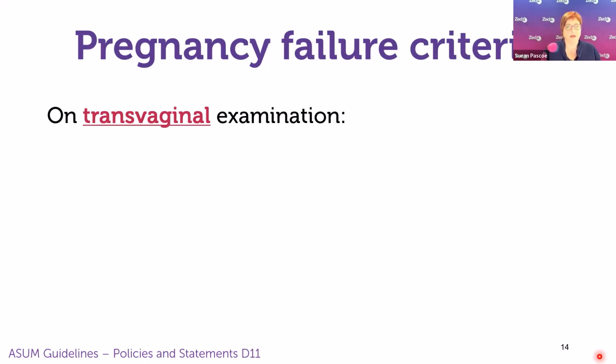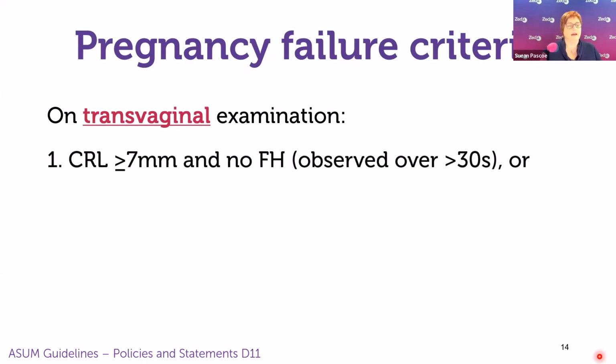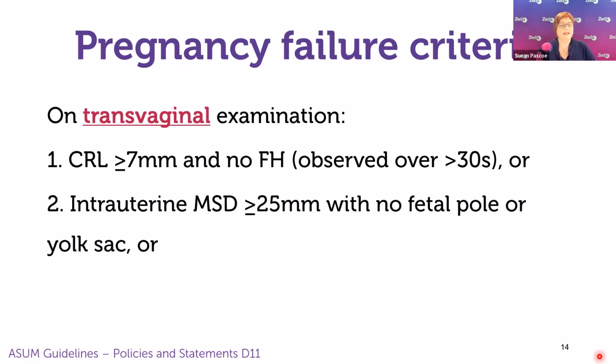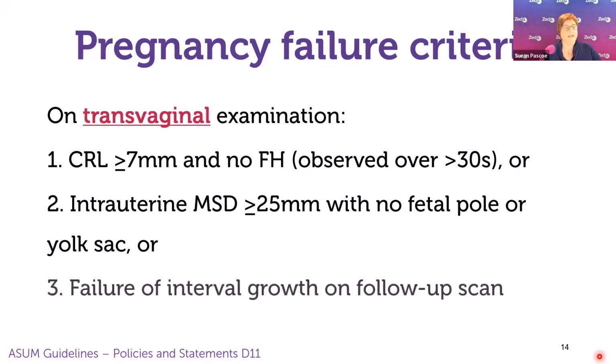So on transvaginal ultrasound, we're looking for a crown rump length that is bigger than or equal to 7 millimeters with no fetal heartbeat observed over 30 seconds or more of scanning. If the intrauterine mean sac diameter is bigger than or equal to 25 millimeters with no fetal pole or no yolk sac, we can say that this pregnancy has failed. And the other criteria is a failure of interval growth on a follow-up or a repeat scan.